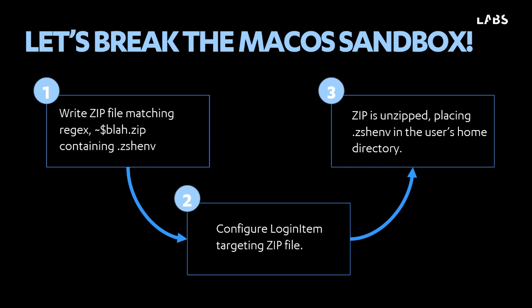So the attack we're going to perform with this, how we're going to abuse that exception we've just discussed within the sandbox, is we're going to create a zip archive that begins with tilde $, and then whatever we want to call it. We're going to drop this into the user's home directory, and within that zip archive, we're going to have a ZSH environment file. ZSH purely because recent versions of macOS run ZSH, but this will also work, depending on your environment, with bash profiles and other environment profiles that are going to be loaded upon a terminal instance being started or created by the user.